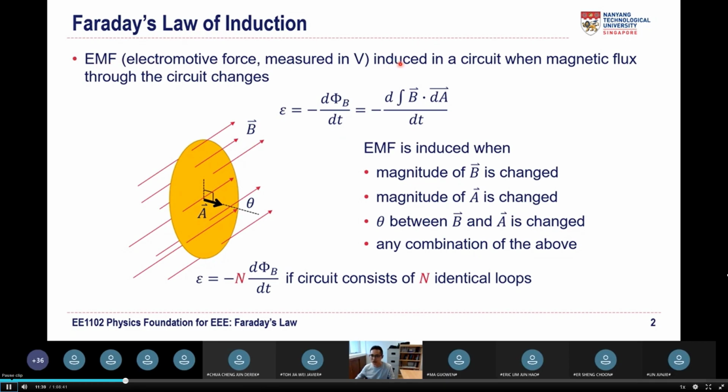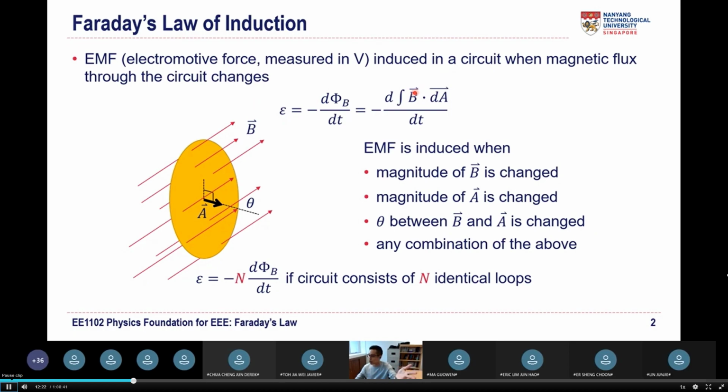So EMF is induced in a circuit when there is a change in the magnetic flux through the circuit. Let's say this is a circular circuit, and I place that loop inside a magnetic field. If I change the magnetic field with time, that's going to create a current flow in that loop. So this is how you can create electricity, or current flowing, and that current flow is caused by the induced EMF.